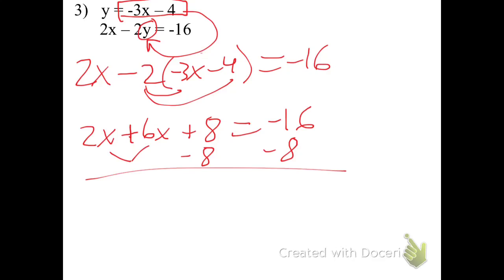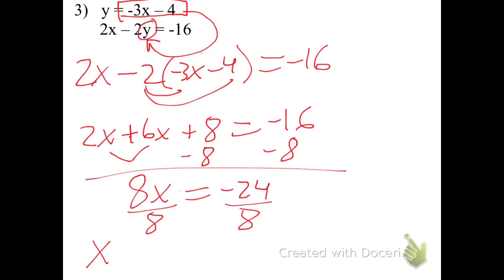2x plus 6x is 8x. And on the right side, negative 16 minus 8. Remember, if you're at a negative and you're subtracting, you're going deeper in the hole. Okay, this one's getting you down to negative 24. Last step is to divide by the 8, so we'll get x equals negative 3. And that is our first variable.